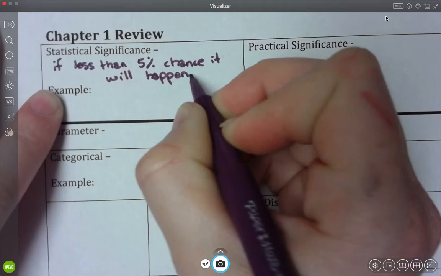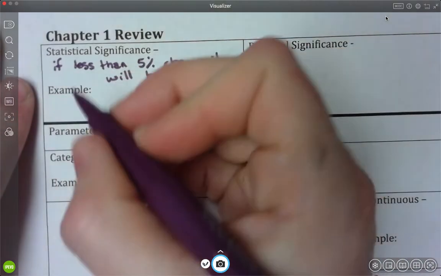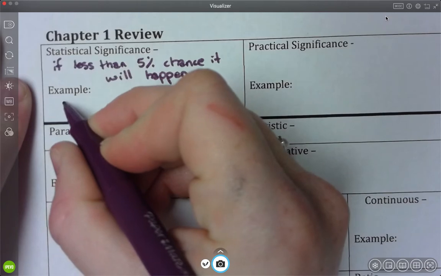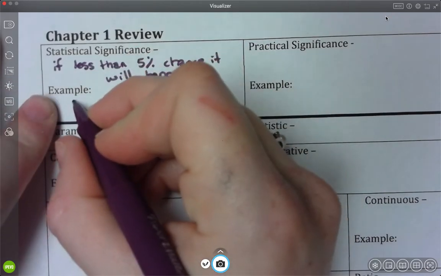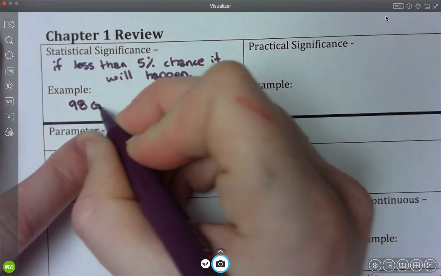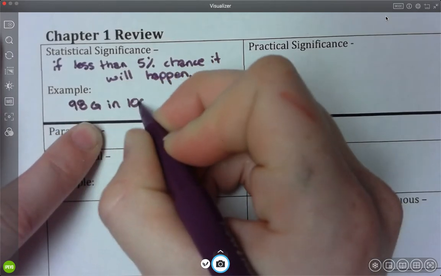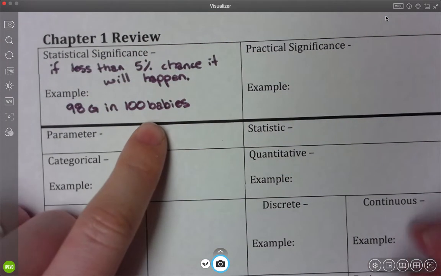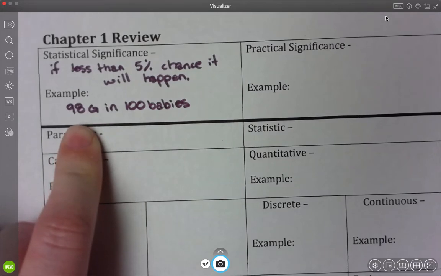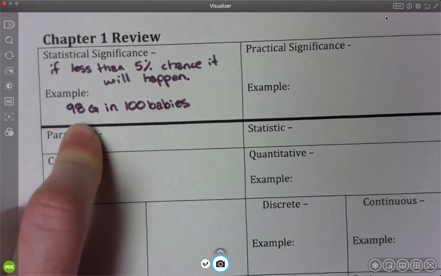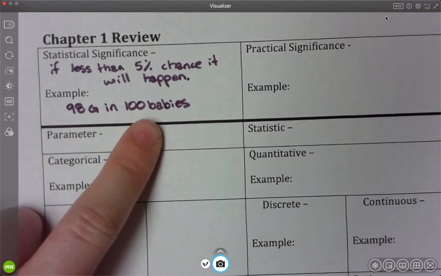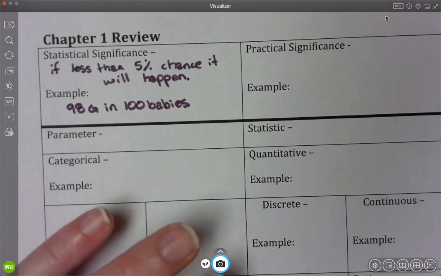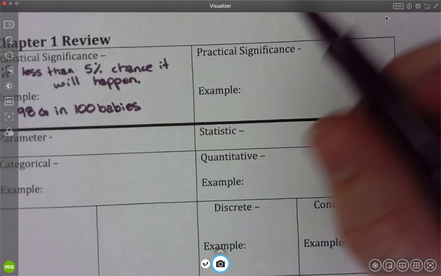Okay, so for example, if you have, let's say, 100 babies born, the chances of getting 98 girls in 100 babies that are born. Okay, so if 100 babies are just randomly born and we get 98 of them as being girls and only 2 of them as boys, the chances of that happening is going to be like 0.0000001%. Okay, so it has a less than 5% chance of happening. That is statistically significant.